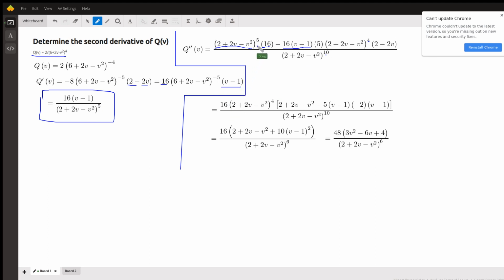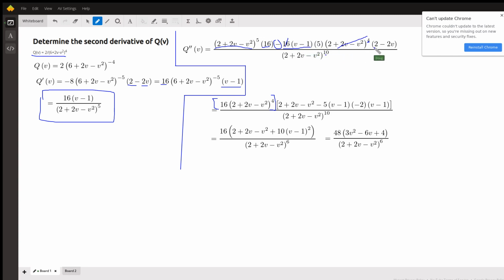Now here's the key. Notice that each term in the numerator on either side of this minus sign contains 2 plus 2v minus v squared to the 4th power, and it contains a 16. So you can factor out that GCF. That's what I did right here. And what remains on the inside? Well, from the first term, I just have a 2 plus 2v minus v squared. From the second term, well, this 16 is gone, and this is gone. So I have a minus 5, and then I've got a v minus 1.